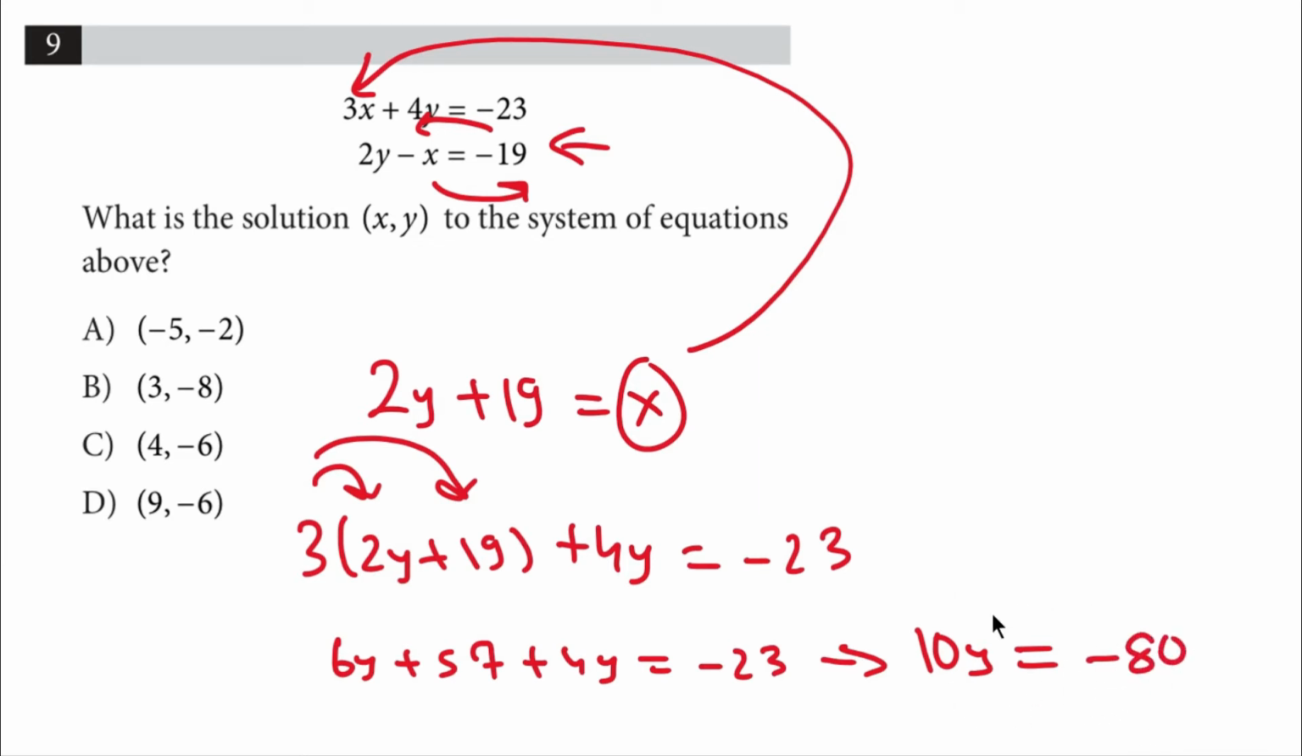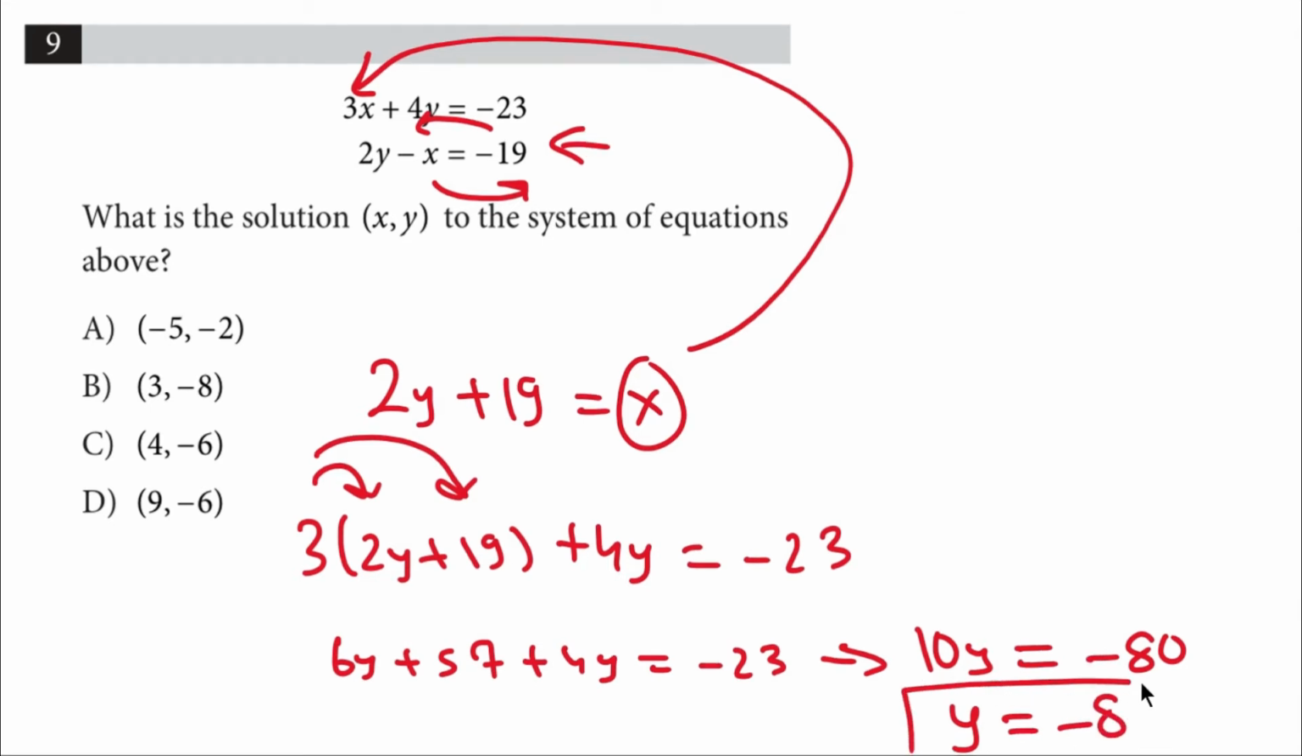Now you can simplify everything by dividing both sides by 10. So let's divide both sides by 10. Y is equal to negative 80 divided by 10, which is negative 8. Now we have found y. Y is equal to negative 8.